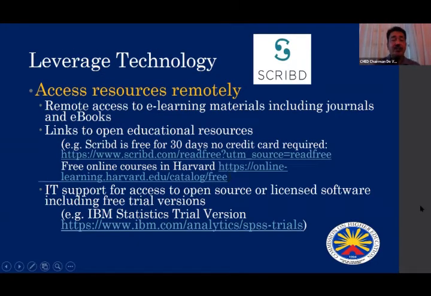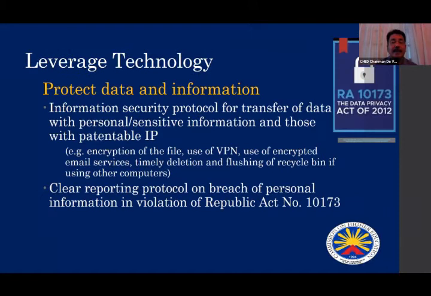Continuing with leveraging technology, in the graduate school, we have to develop the capability to access resources remotely. And this includes remote access to e-learning materials, including journals and ebooks, links to open education resources, and IT support for access to open source or licensed software, including free trial versions. Next, please. And finally, we should seriously, in the graduate program, be able to protect data and information. And that means information security protocol for transfer of data and clear reporting protocol on breach of personal information in violation of Republic Act 10173. Next, please.